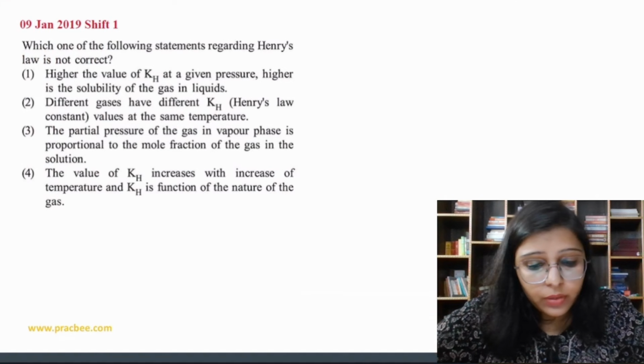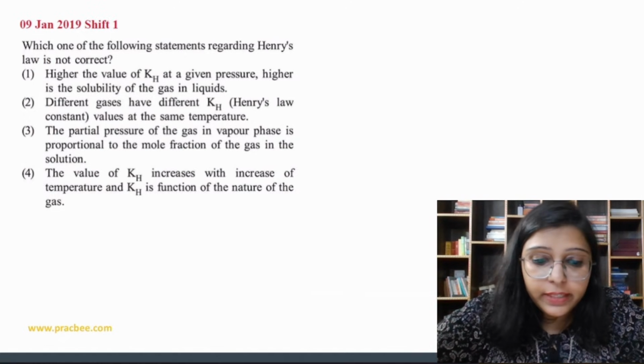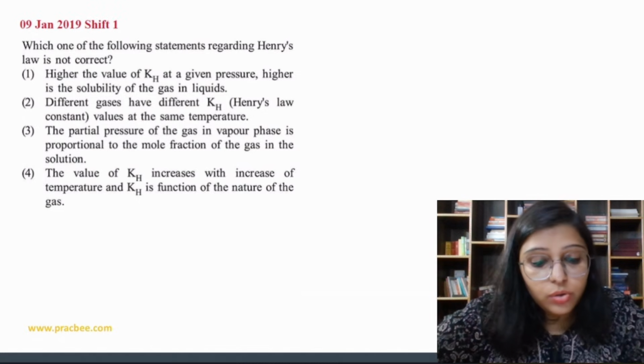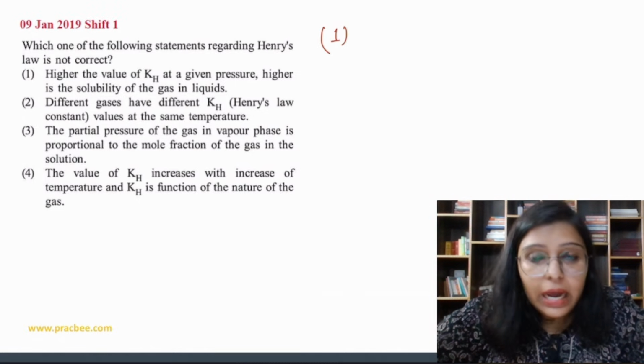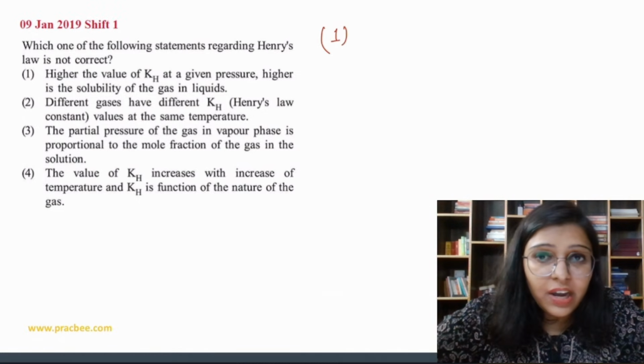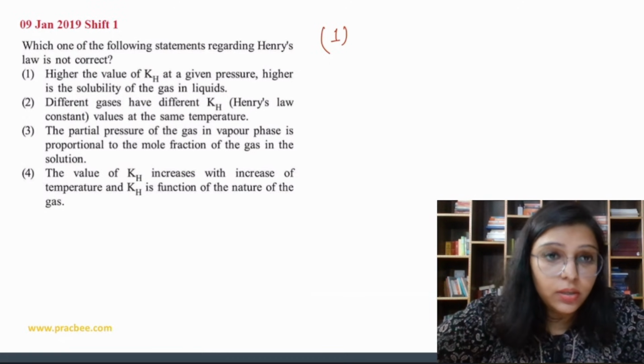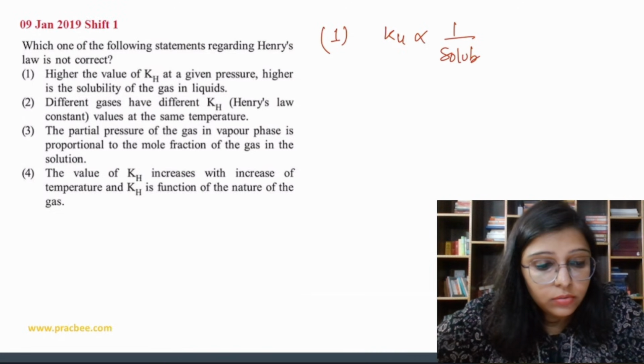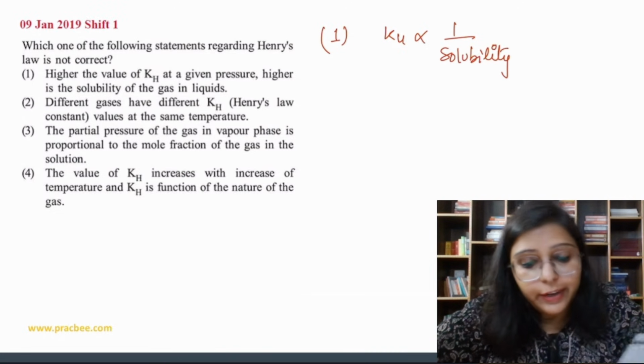Next question. Which one of the following statements regarding Henry's law is not correct? The first statement: higher the value of kH at a given pressure, higher is the solubility. No, we have discussed, right? kH is inversely proportional to solubility. So beta, this is incorrect only.